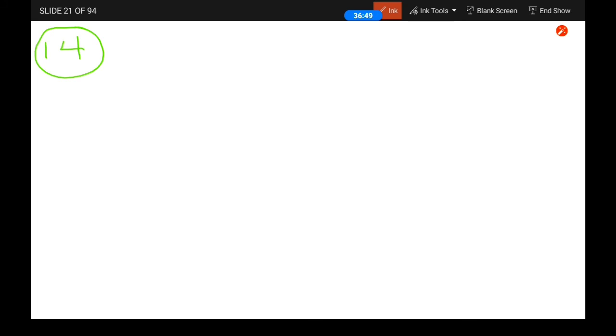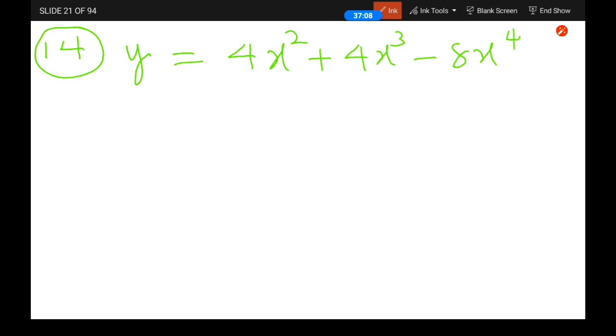It says that if you have y equals 4x squared plus 4x cubed minus 8x to the power 4, find d cube y over dx cube. That's the question.